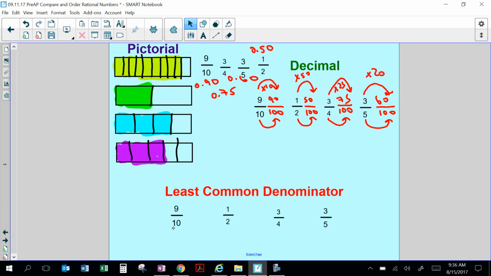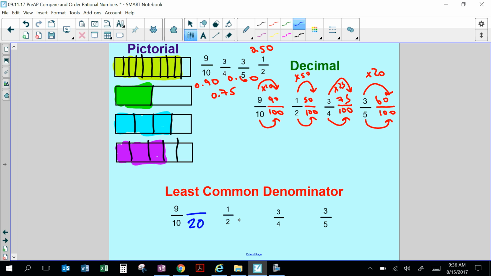Let's see. 10, 20, 30. 2, 4, 6, 8, 10. Oh, 10 is what they share in common. But 4, 8, 12, 16, 20. 5, 10. Well, see, this 4 will not go into 10. 5, 10, 15, 20. I believe they all share 20 in common.